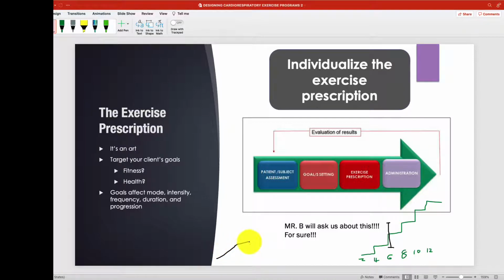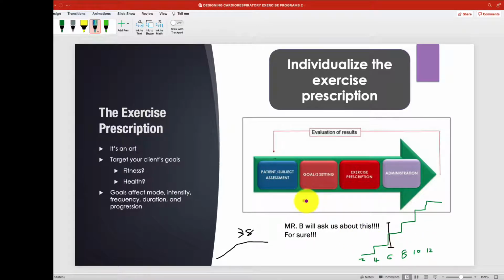So their oxygen consumption plateaued. And let's say their VO2 was, let's just say, 38 milliliters per kilogram of body weight. So that was before we did our assessment of goals. We did our exercise prescription and we administered it. And let's say after 4 to 6 weeks, let's say we came back again.